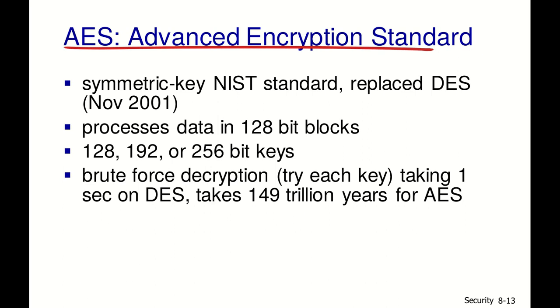It processes data in 128-bit blocks. But actually there are different modes in AES, CBC, ECB, and so on, so you can learn about them in a cryptography class. And there are different key lengths: 128, 192, and 256 bits. And this is the most important thing. If we compare DES and AES, relatively speaking, if we can break DES in 1 second, it takes 149 trillion years for AES. Okay, so let's stop now. We'll continue again next time with public key cryptography.